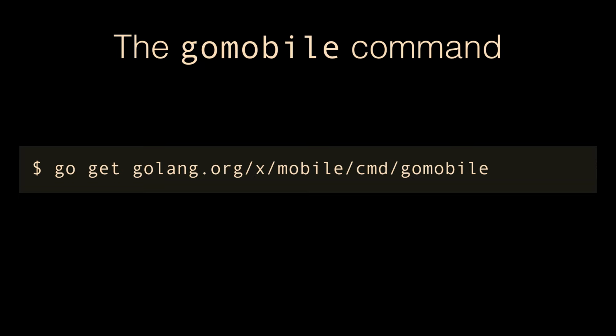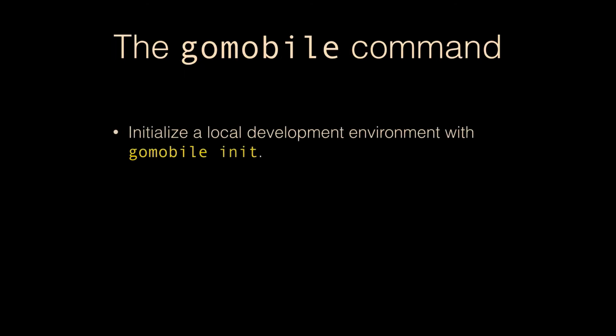If you want to try the Go Mobile command, then you have to use go get to install it. And Go Mobile has three main subcommands. The first one is init. You can use init to initialize a development environment that you can use to build Android applications. This subcommand downloads a stripped-down version of the NDK, and it provides you with all the requisites you need to build an Android application right away.